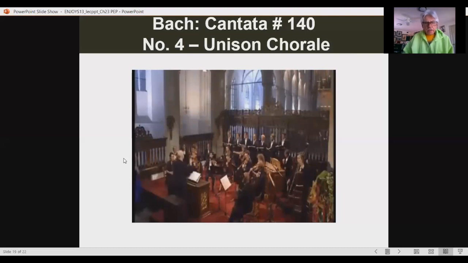Again, notice that the voices sing a verse, and then the orchestra plays, and then the verse, and then the orchestra plays. Every time the orchestra plays, it's pretty much the same thing, and we call that a ritornello.